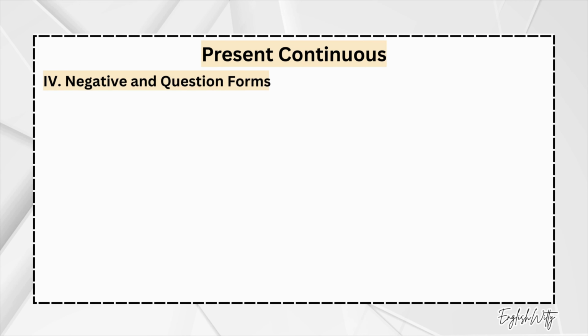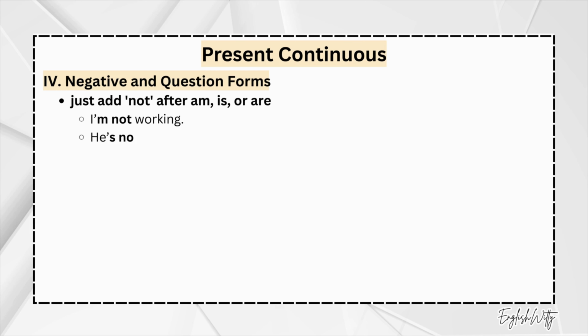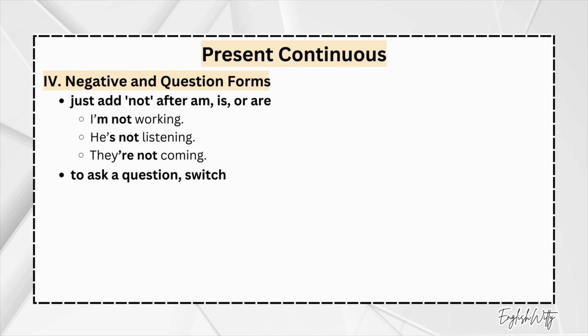Let's make it negative. Just add not after am, is, or are. I'm not working. He's not listening. They're not coming. And to ask a question, switch the order. Are you watching TV? Is she cooking?